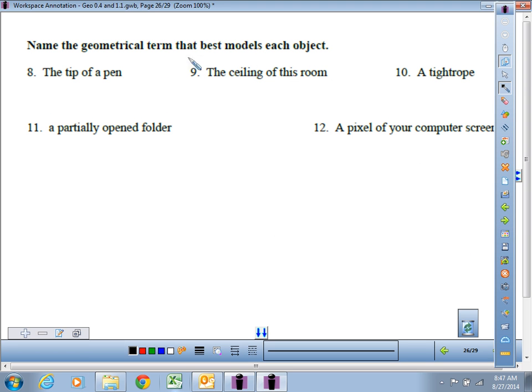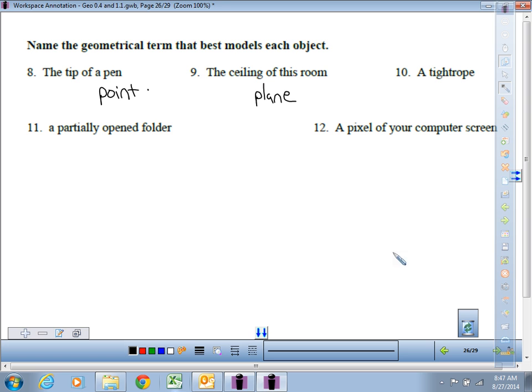So now these are just naming the geometrical term that best models each object. If you think of the tip of a pen, like you push your pen down on your sheet of paper, you get a little dot right there. Well, what does that represent? That to me would be a point. All right. Now the ceiling, if you look up, the ceiling in this room is a nice flat surface. Again, if you could imagine it extending forever and ever in all directions, to me that would be a nice pretty plane.